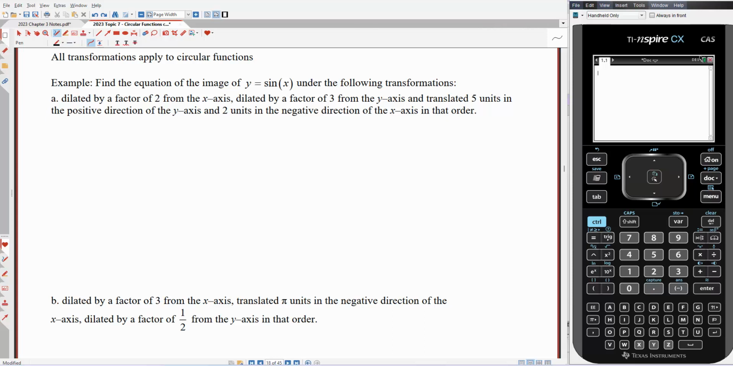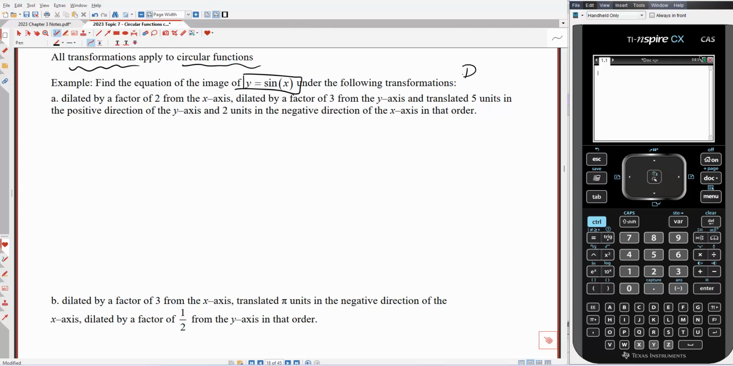This first video will be about transforming trig functions or circular functions. And really, it's no different from any transformation that we've done in year 11, year 12. So the fact that it's a trig function really doesn't change a lot. So find the equation of the image of this under the following transformations. So remember, they need to be done in order.